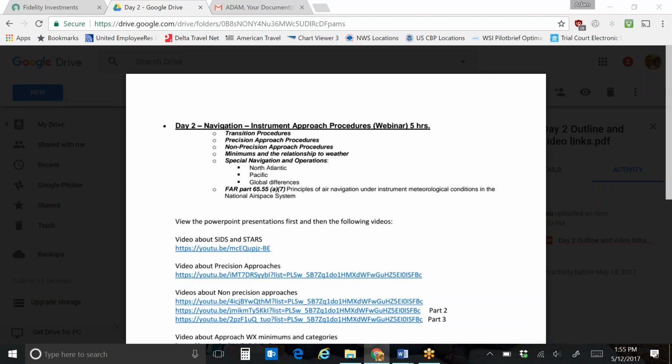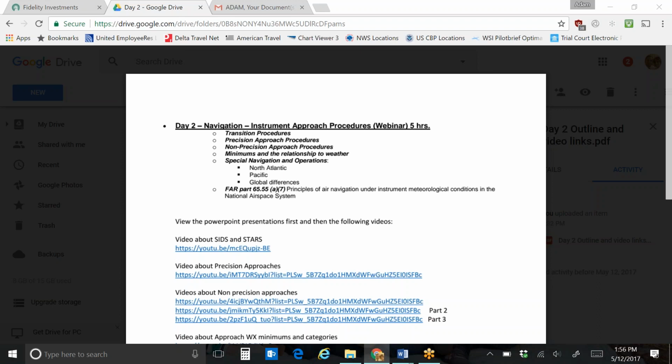You'll learn that precision approaches are going to be the best as far as bad weather goes. They allow us to land in much lower weather minimums than non-precision approaches do. So you're going to learn a lot about that today as well. Just be able to identify which specific types of approaches give you better weather minimums. You're also going to look into the different categories of aircraft on the approach plates.